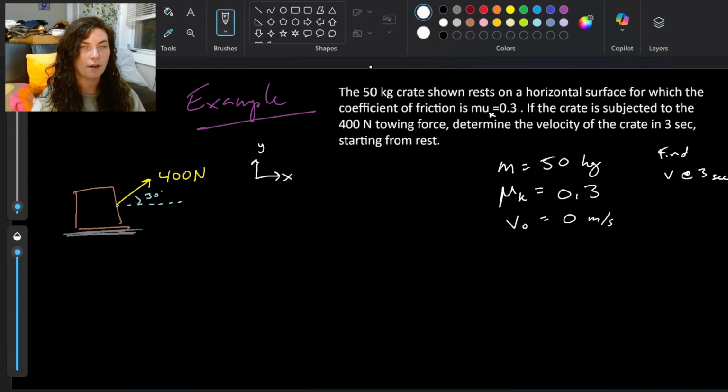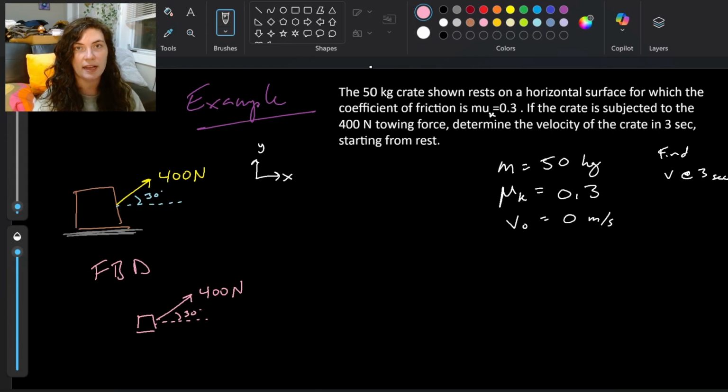And then we're going to draw our free body diagram. I'm going to come over and draw it right under here. Our free body diagram of our crate, which is acting like a particle, has a 400 Newton force on it, acting at that 30-degree angle from our x-axis.